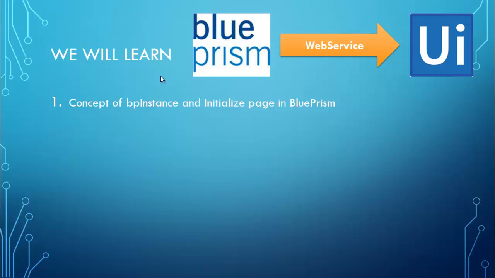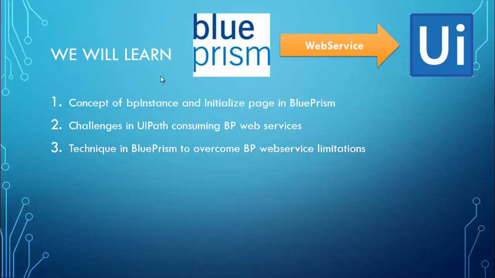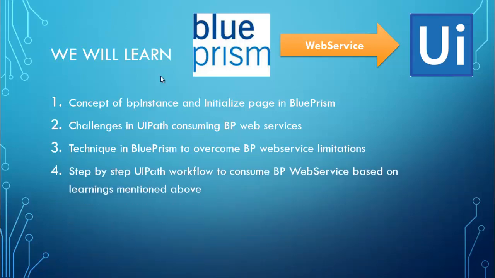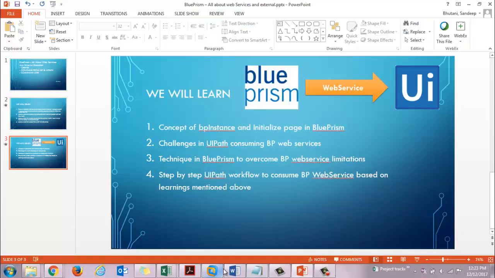We will first try to consume a Blue Prism web service in UiPath and see what challenges we face. We'll see that a new variable gets introduced, called BP instance, and the use of the initialize page in the Blue Prism business object. We'll also learn the step-by-step challenges and how to mitigate them using the techniques provided by Blue Prism Web Services. Also, we will create a workflow in UiPath and pop up messages so that you understand it easily.